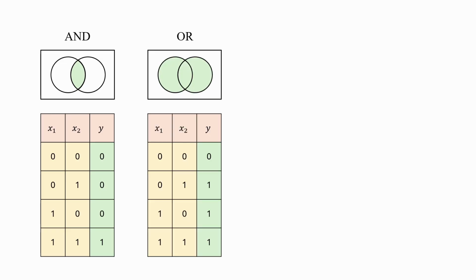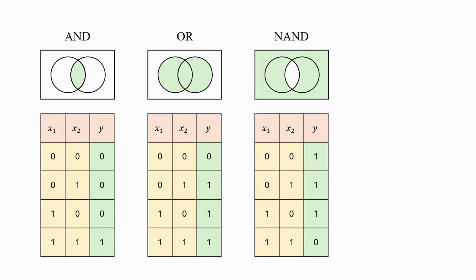Similarly, you might want to express the OR case as follows. When neither of the x's is 1, then y is 0. When exactly one of the x's is 1, then y is 1. Also, when both of them are 1, then y is also 1. Makes sense, right? There are some more uncommon examples like the NAND or the NOT AND operator, which can be expressed in a similar manner.